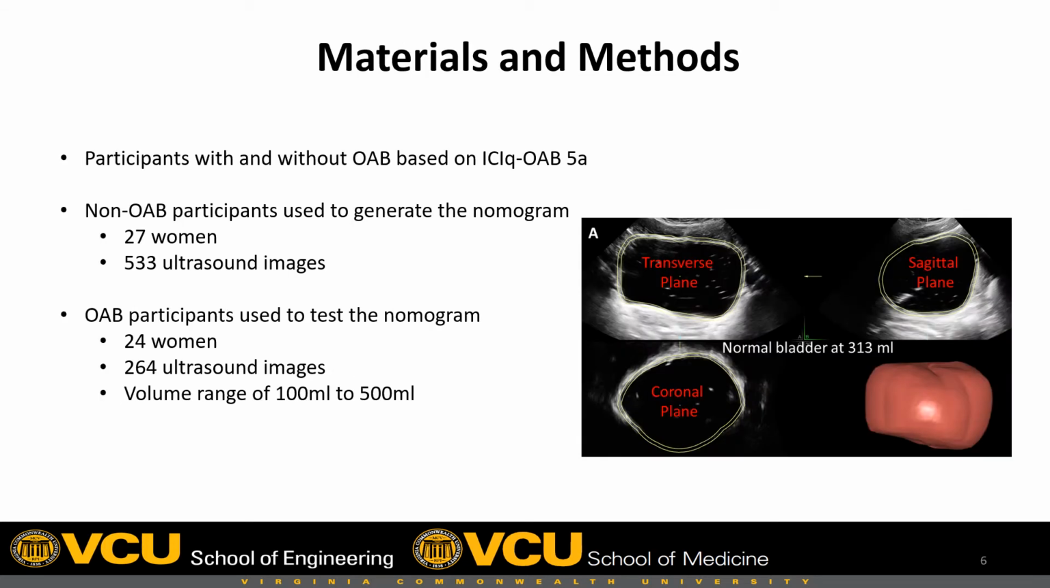Participants with and without OAB are based on the SIQ OAB survey question 5A result. We employed 27 non-OAB women participants with 533 ultrasound images to generate and validate the nomogram. To test the nomogram, we employed 24 OAB women participants with 264 ultrasound images in the volume range of 100 ml to 500 ml.